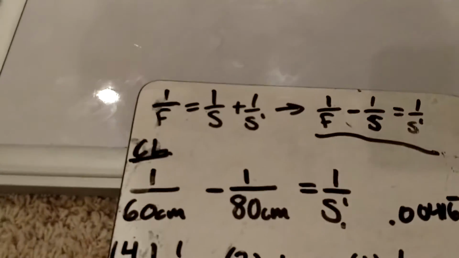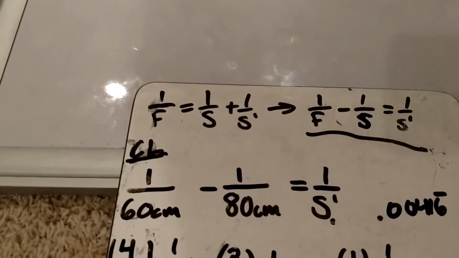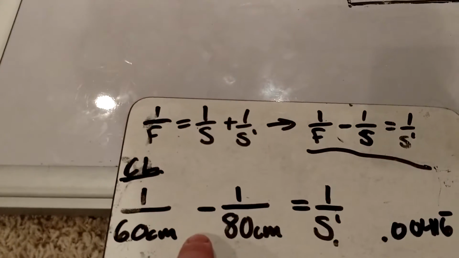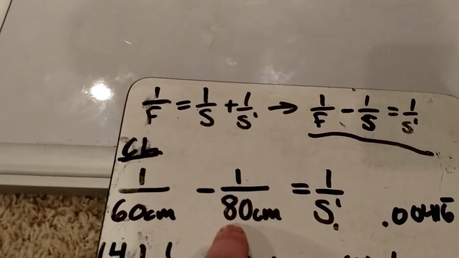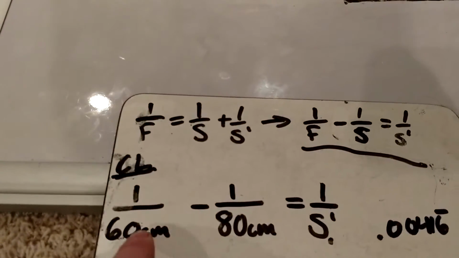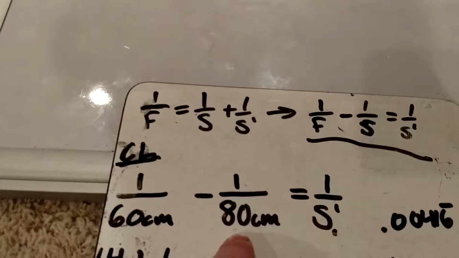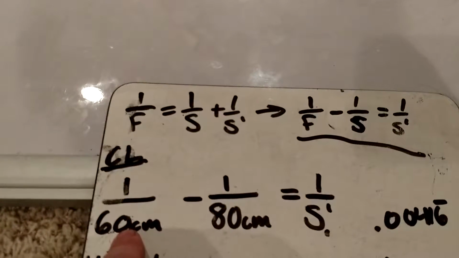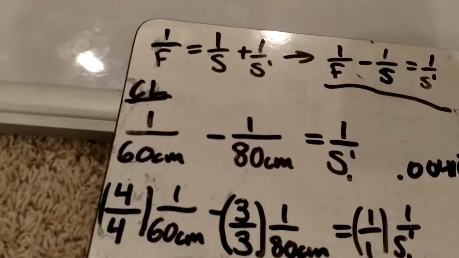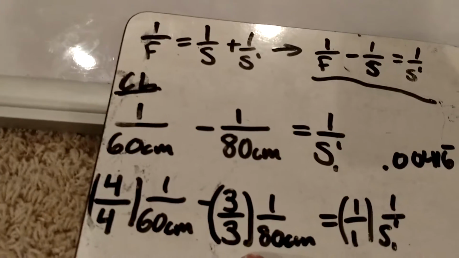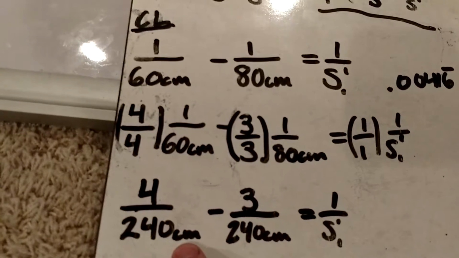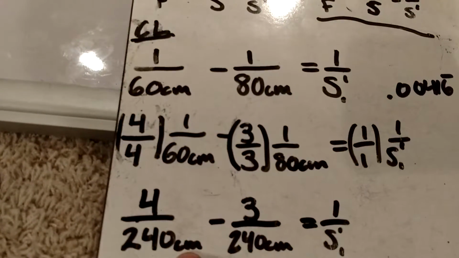But an easier and faster way to do this without a calculator is to get a common denominator between 60 and 80. You could multiply 60 by 8 and 80 by 6, or you could be smart and do what I did: multiply 60 by 4 and 80 by 3, because then you get the common denominator of 240 centimeters.